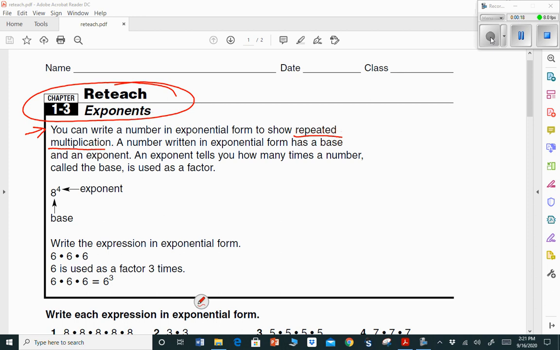A number written in exponential form has a base and an exponent. An exponent tells you how many times a number called the base is used as a factor. So, when we read that, we say 8 to the 4th power. The base is 8, and the exponent is 4. You need to write that into your notes. Now, here's what it means.